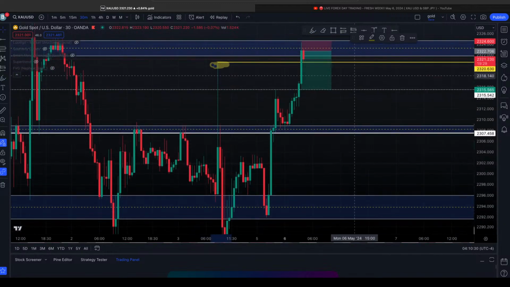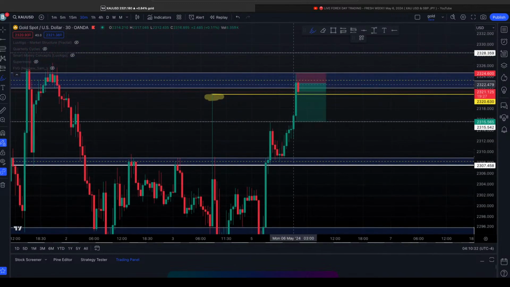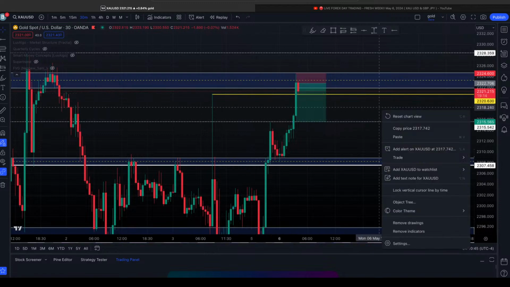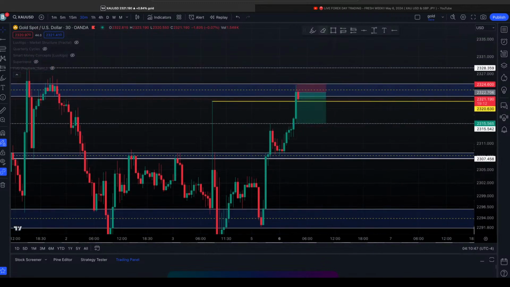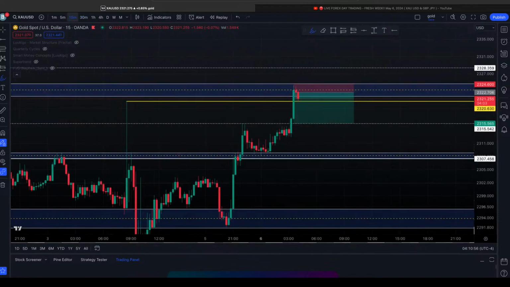So if we close above that line, then it is showing that we are respecting it, and that becomes another level itself. So all we would need to do is maybe come down here a little bit before going up. But yeah, we'll just see how it plays out. If it ends up running down here to this level, then dances here, then goes up, that'll be what we'll be looking for.